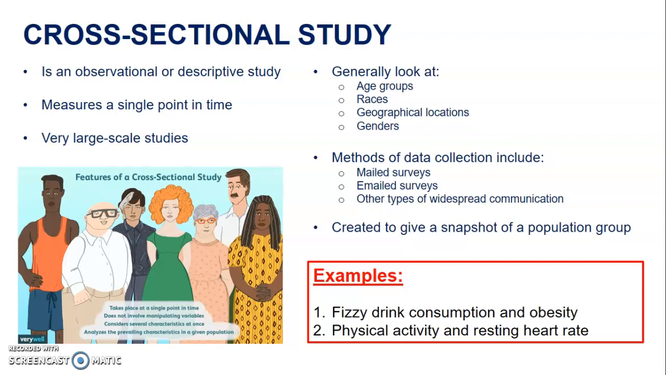So what we can look at in terms of examples is you might look at physical activity and resting heart rate. You might look at fizzy drink consumption and the effects of obesity. So you might look at specific populations, look at a specific variable such as fizzy drinks and obesity, and then can you conclude that from these specific populations.